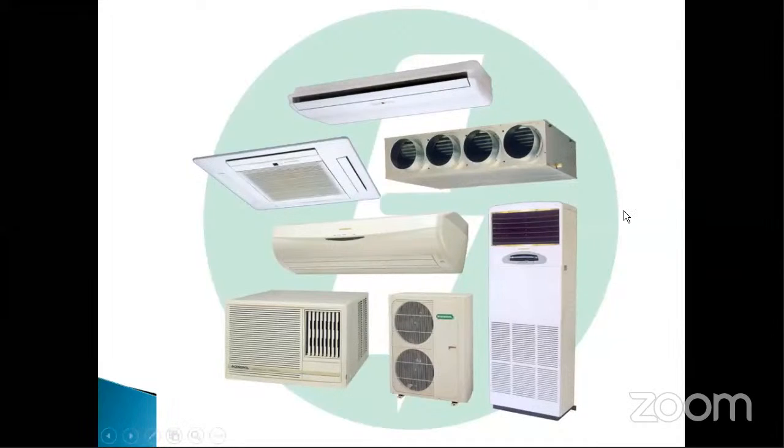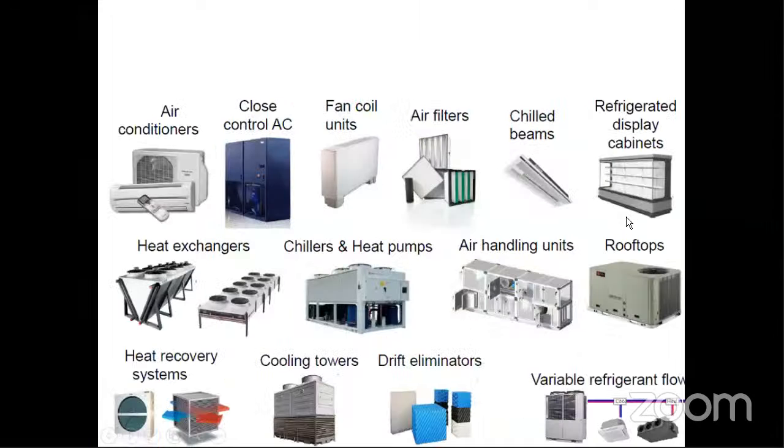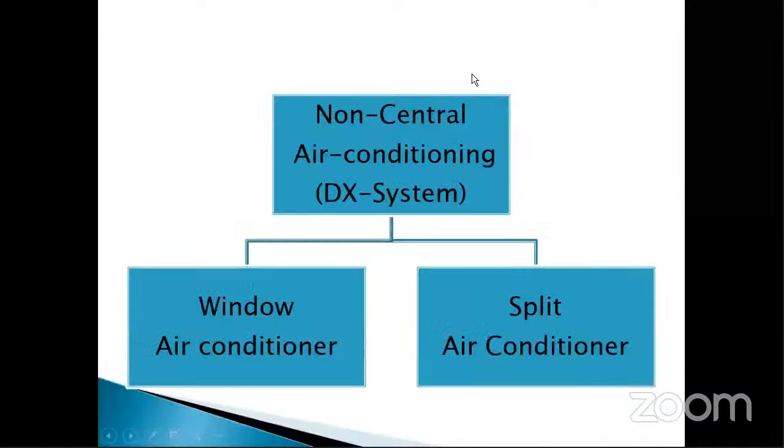These types of air conditioners are generally referred to as DX, direct expansion, or unitary systems. And now moving towards the central air conditioning system, we have chillers, air cooled and water cooled chillers. We have cooling towers. We may have an air handling unit. To start with, in non-central air conditioning systems, we have window air conditioners and split air conditioners.